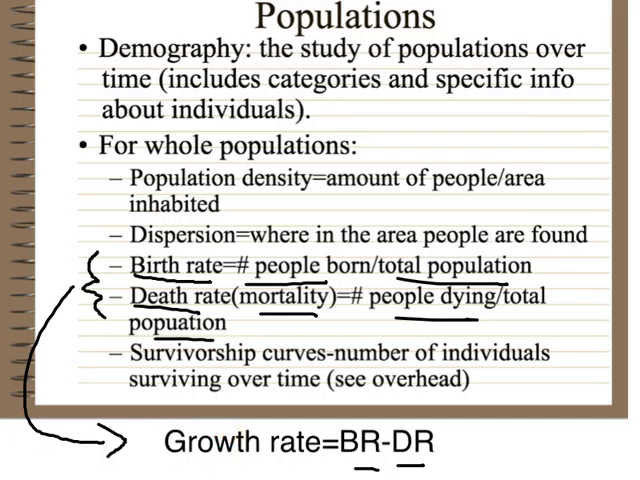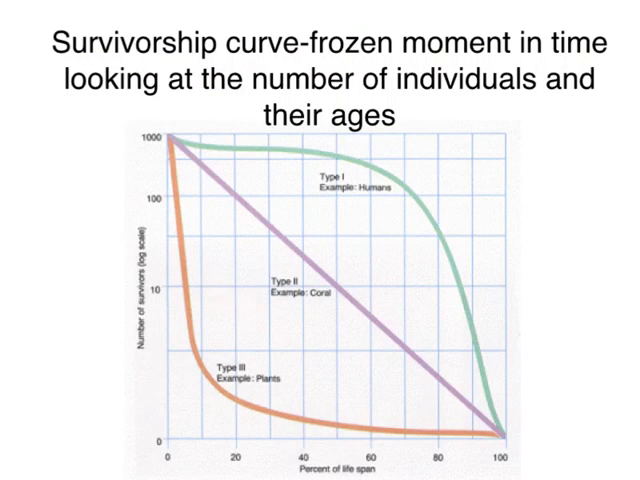All right, the next thing is the survivorship curve, and this is kind of a frozen moment in time, and I'm going to show it to you on the next slide. All right, so here are survivorship curves, and there are 3 survivorship curves on this same graph. So, like I said, this is a frozen moment in time looking at the number of individuals and their ages.